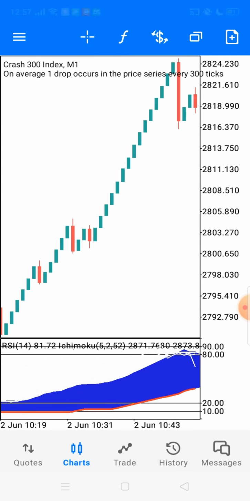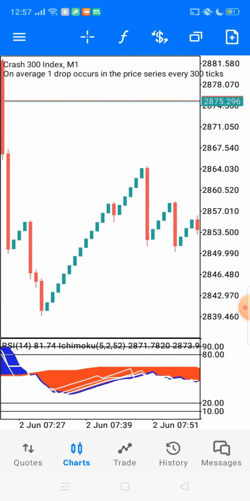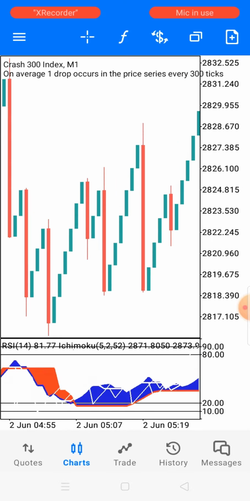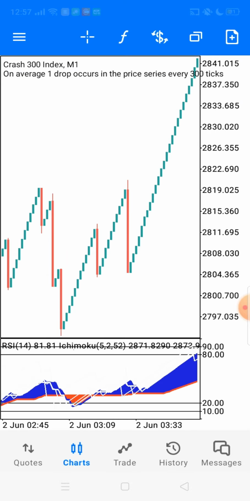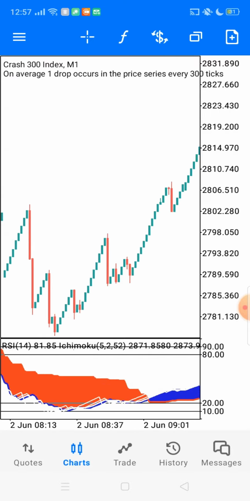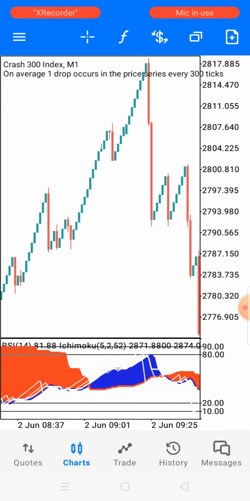All right, so now we are back to the 1 minute time frame, and we are back to using the indicators now. So first of all, let me quickly show you guys the settings of the indicators.